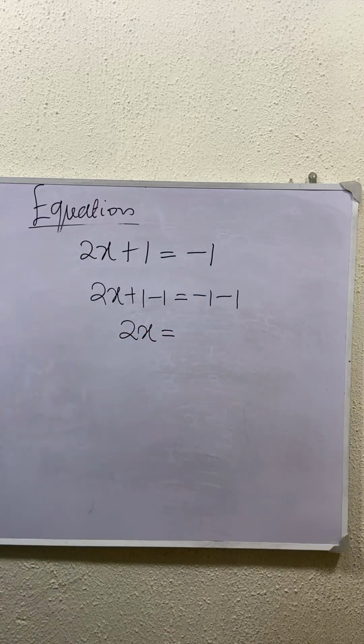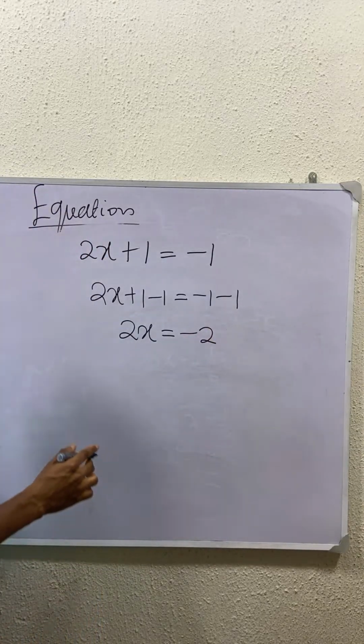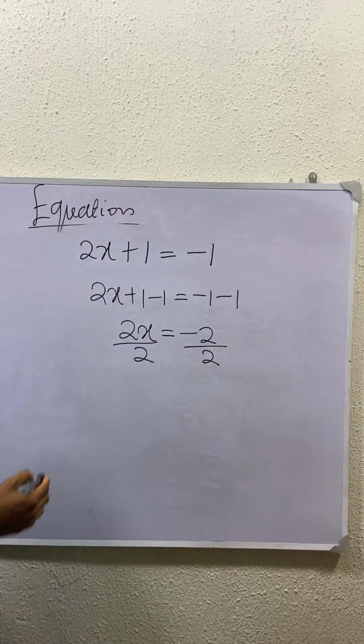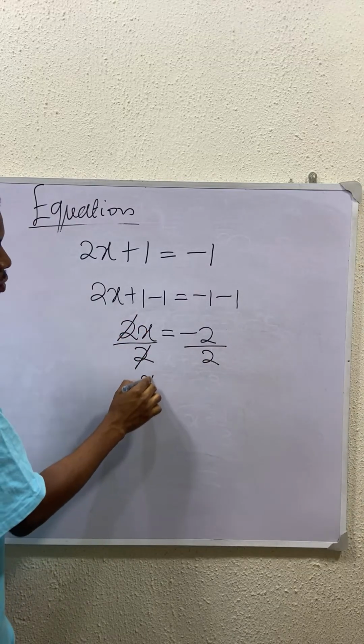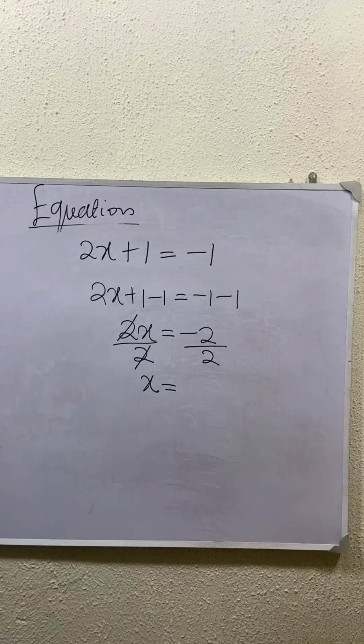What's the value for minus 1 minus 1? Minus 1 minus 1 is minus 2. Then to get x, all you do is to divide by 2, divide by 2. So when you divide by 2, you have to cancel out these 2, so that x can stand on its own. You have it as minus 2 divided by 1. What is minus 2 divided by 1?